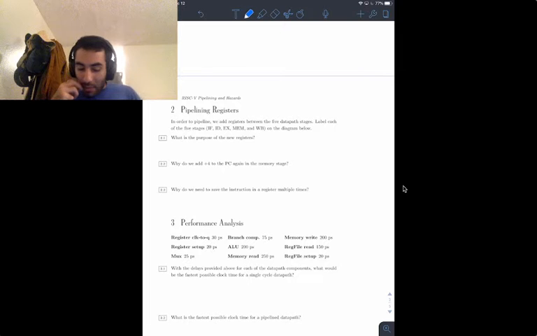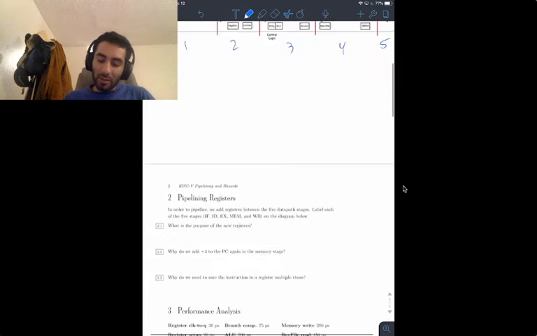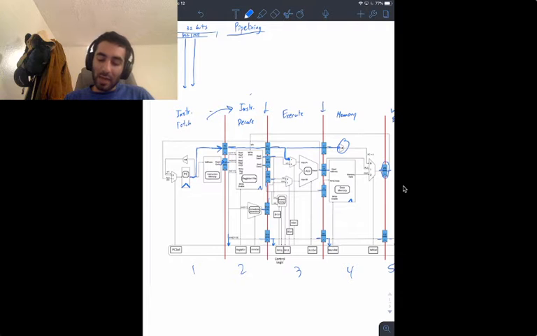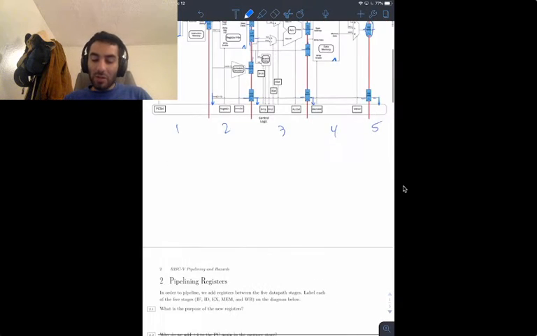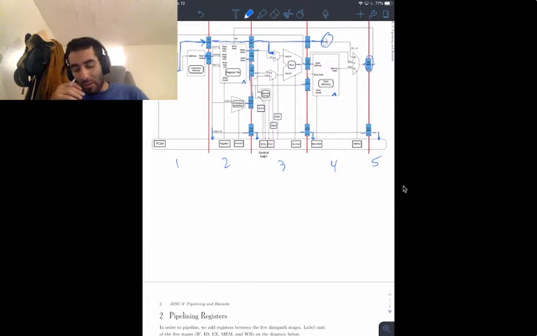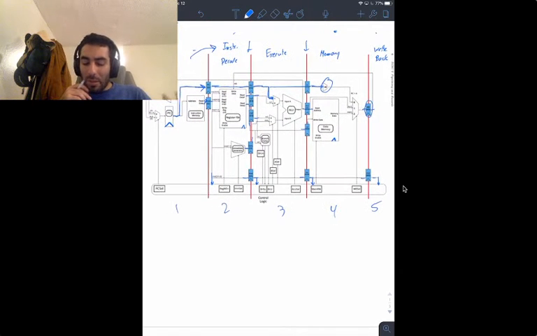In order to pipeline, we add registers between the 5 data path stages. Label each of the 5 stages. We already did this: IF, ID, execute, memory, write back. What is the purpose of the new registers? I'm not going to write this down to save time. The purpose of the new registers is to pipeline. That's literally the point of it, and it basically allows us to clock things faster, which is what I said earlier.